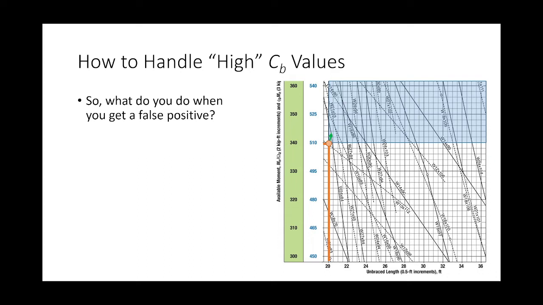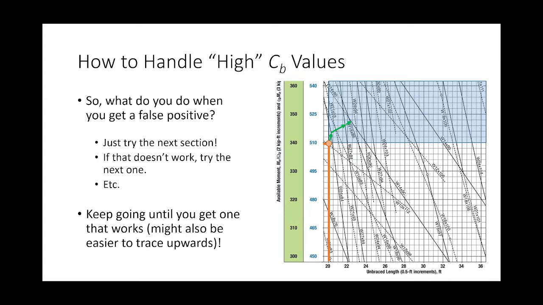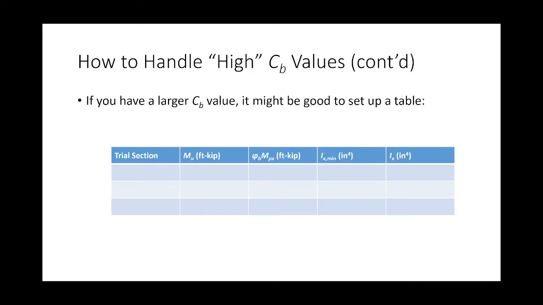What do you do when you get a false positive? Just look at the next one. Just keep looking at the next one, and keep trying to go this way and find one that works, okay? Keep going until you find a section that's going to be viable. And again, it might be easier to trace upwards as opposed to this way, but let me show you how that works, okay?